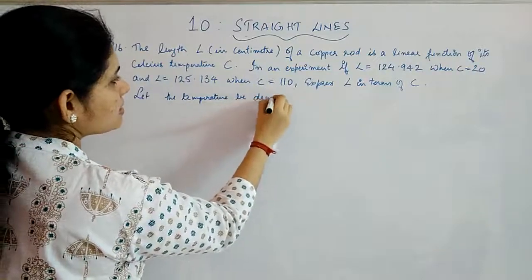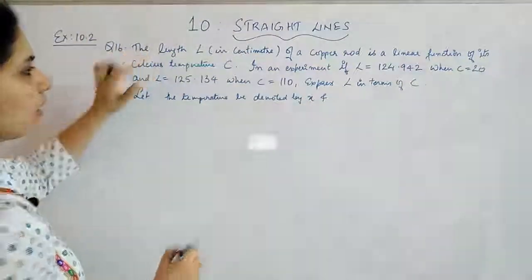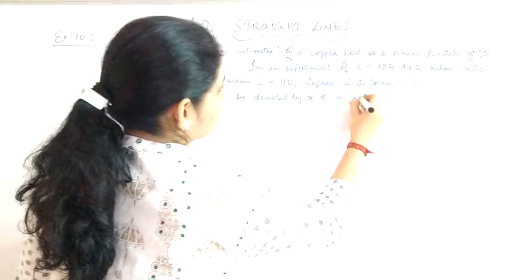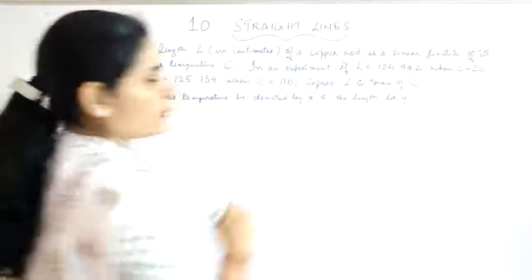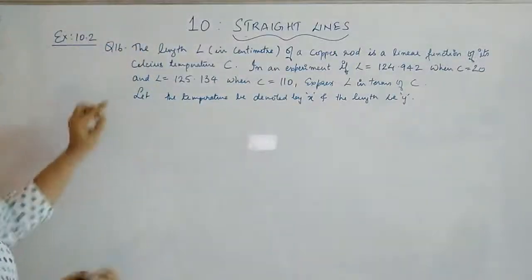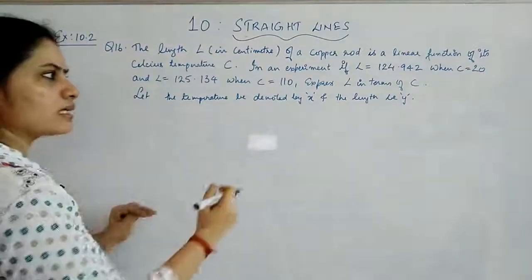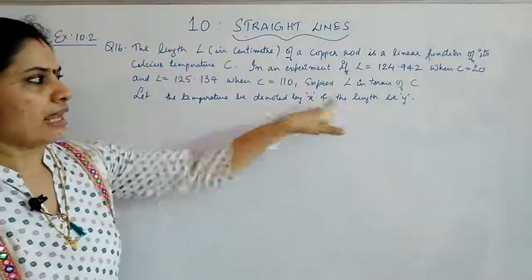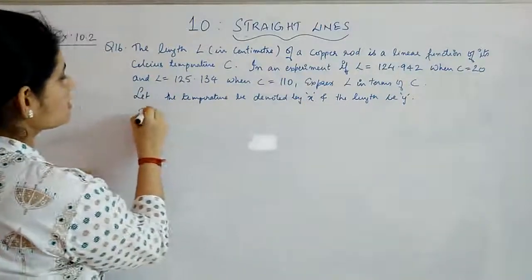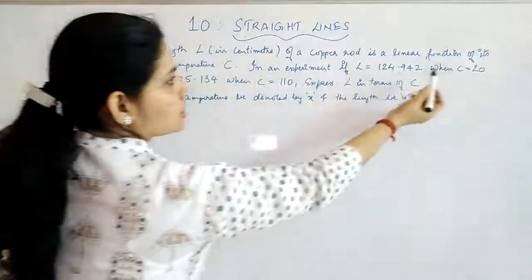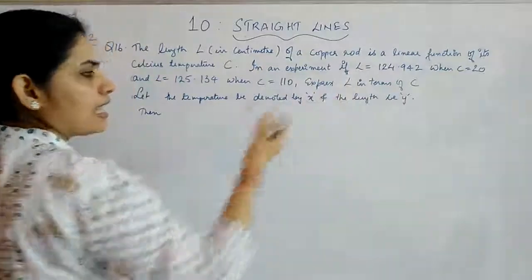So let the temperature be denoted by x and the length be y. For the ease of writing the formula, we will write x1 y1 and x2 y2, and at last we will replace them with L and C. So what you are getting is, when C is 20, your L is this, and we have taken C as x and L as y.